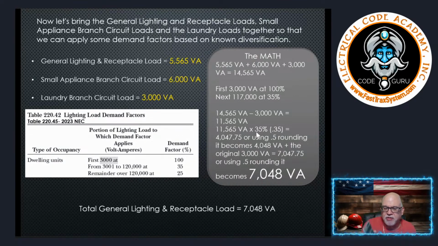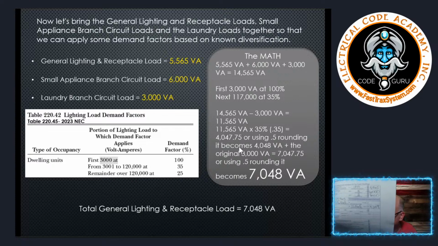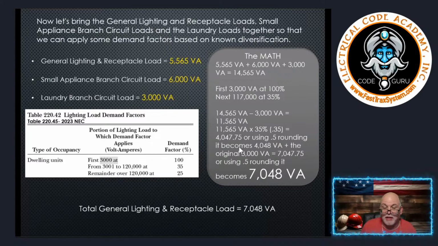But we're going to round this up to 4,048, okay? So I'm going to make sure I write that down right here. No, excuse me, that was 4,048, excuse me. So I'm at 4,048, okay? So that's what you'd get in box 8. So basically 4,048 is the 35% of 11,565.